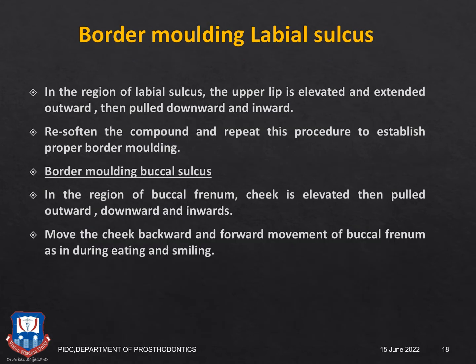So border molding of the labial sulcus is first done. In the region of the labial sulcus, the upper lip is elevated, extended outwards and then pulled downwards repeatedly to record the labial frenum and the labial vestibule, that is orbicularis oris muscle around the lips and levator anguli superioris. And this procedure is repeated until we are sure that we have recorded the labial frenum and the labial vestibule in the proper state. Then the buccal vestibule or the buccal sulcus is recorded.